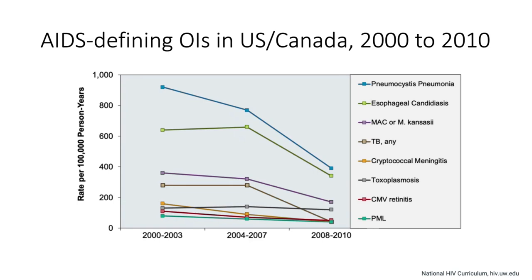I like this figure too, because it gives you an idea of which opportunistic infections we see most commonly. PJP, in whatever source you're looking at, is always the most common opportunistic infection. And then esophageal candidiasis, MAC, some TB. And towards the bottom, there's toxo, CMV, PML, meningitis, all less common, but we certainly see them all here at Tampa General.